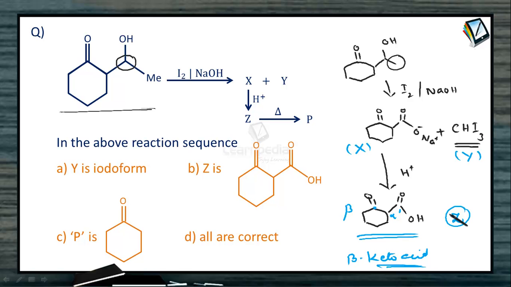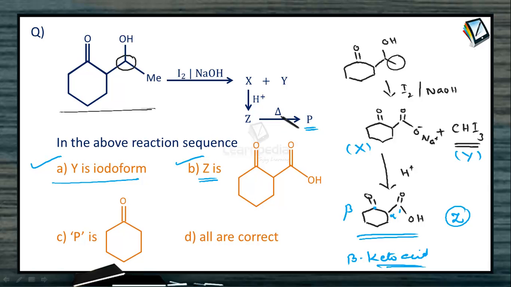And when we observe this option so far, X is the sodium salt. Here Y is given as iodoform. That is right, what we got, Y is iodoform. And here Z is given as the beta keto acid which we got. Z is the beta keto acid, so this is also right. Then what about P? Next we need to check whether this is right or wrong.